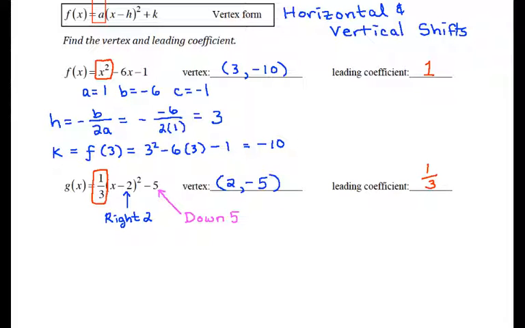Without even drawing this graph, I can already picture it. The vertex would be at (2, -5). This graph would open up, and it would look a little bit wider than your standard y = x² parabola because of that vertical shrink or compression with that fraction leading coefficient.